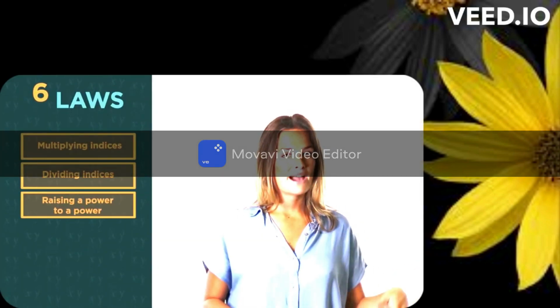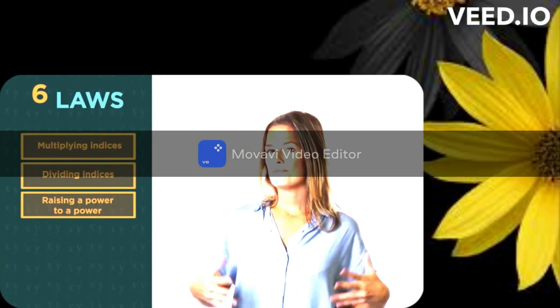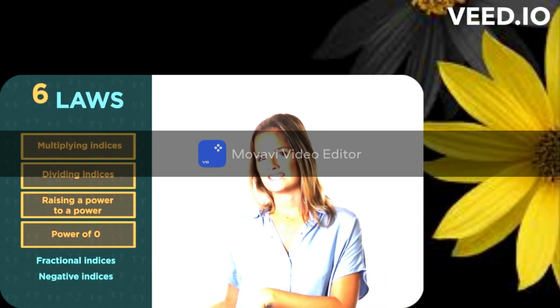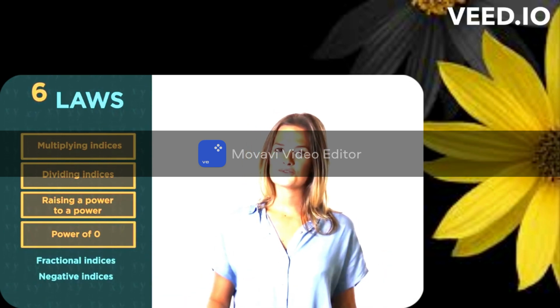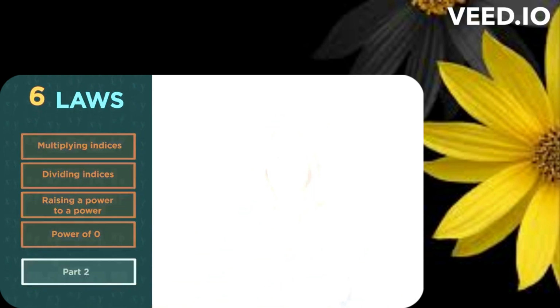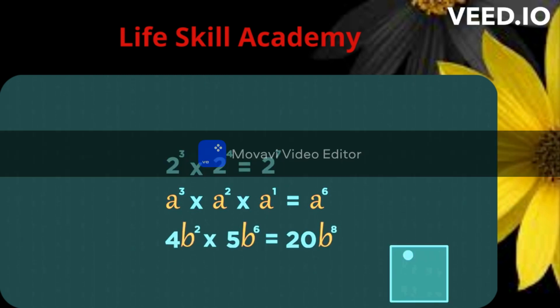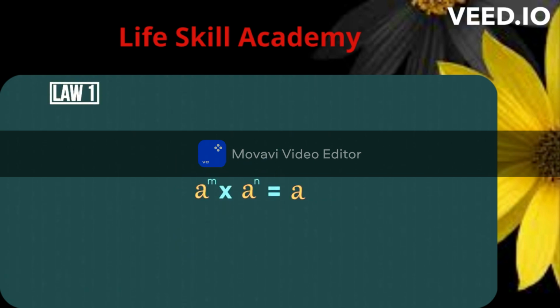Indices: raising a power to a power, what a power of 0 means, and then fractional and negative indices. We're going to look at the first 4 in this video, and then the last 2 in part 2, so multiplying indices. Look at how these are simplified. What do you notice? Hopefully you can see that when we multiply indices, we just add the powers together.